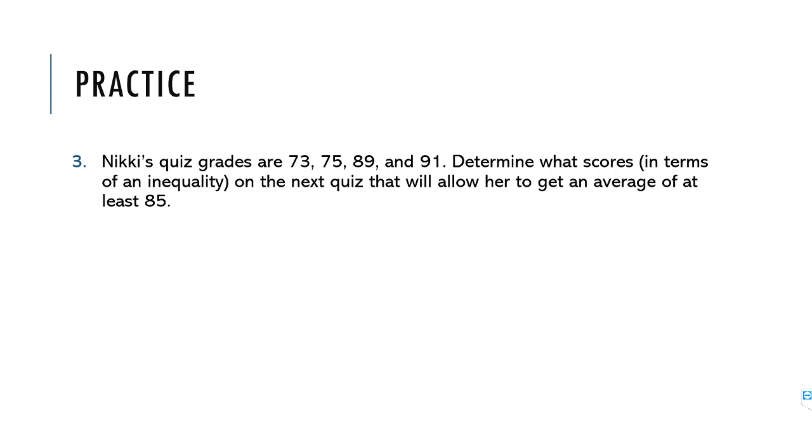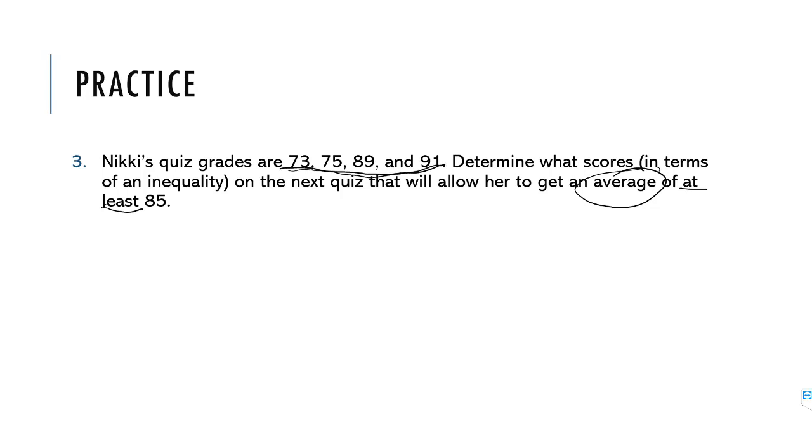It says Nikki's quiz grades are 73, 75, 89, and 91. Determine what scores, in terms of an inequality, on the next quiz will allow her to get an average of at least 85. So let's focus on those important words again. We have the word average, we have the words at least, and we have her first four scores.